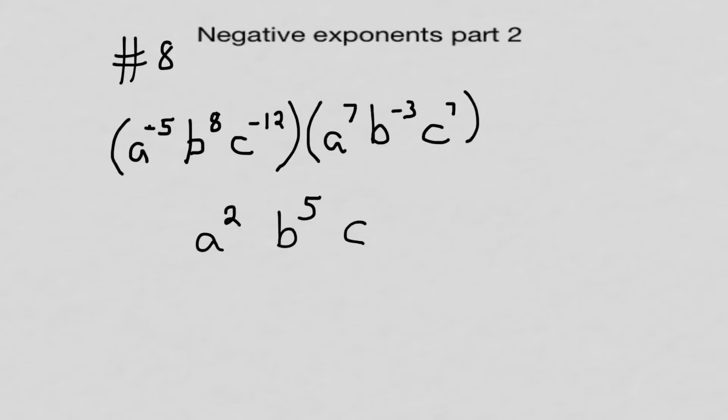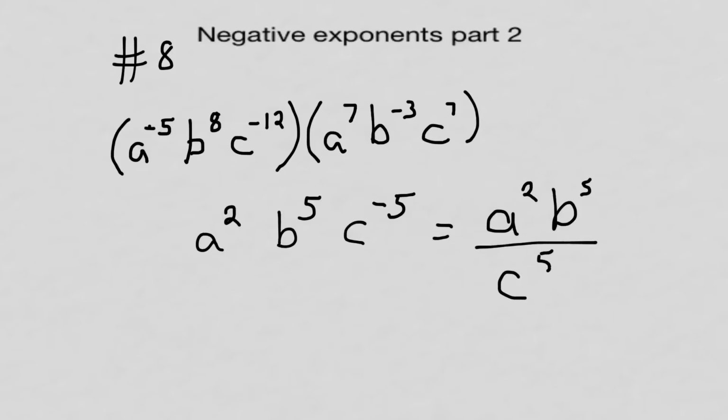Final one, I got c to the negative 12th, c to the 7th. Add those two exponents, and it gives me a negative 5. I can't have a negative exponent. So, a squared stays on top, b to the 5th stays on top, c to the 5th goes to the bottom. Note the exponent changes signs. That's your final answer. A squared times b to the 5th over c to the 5th.